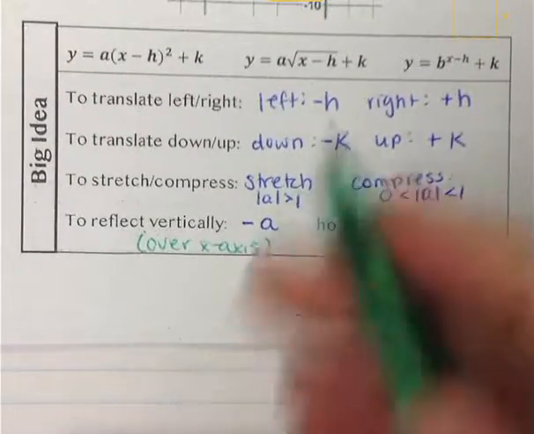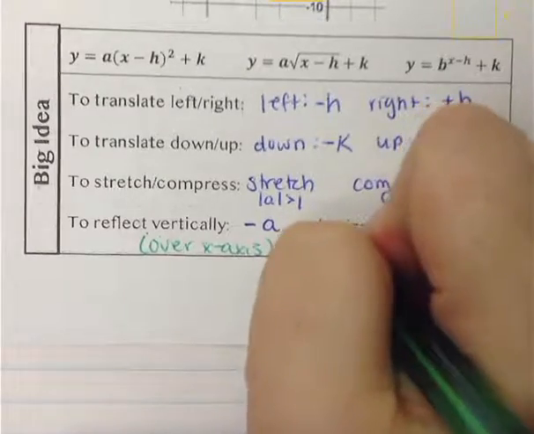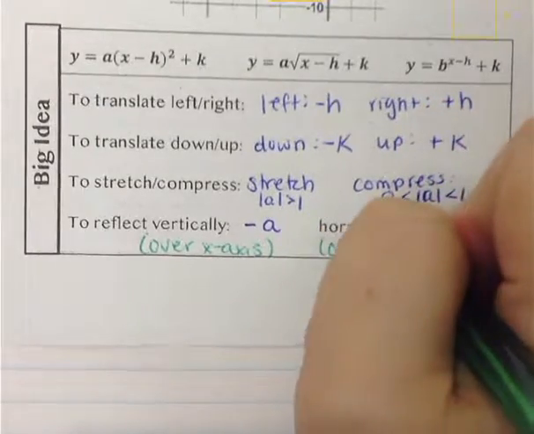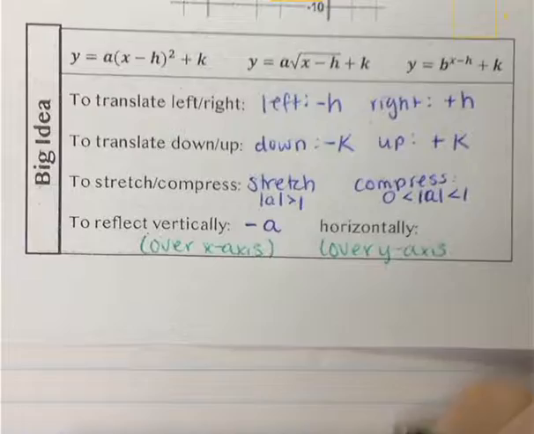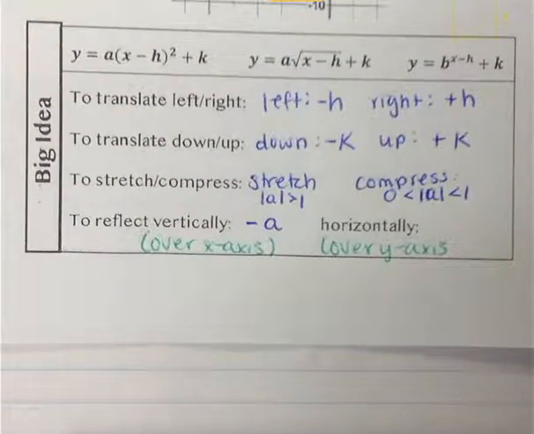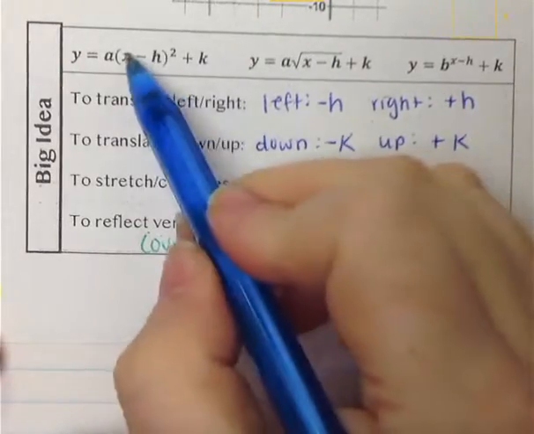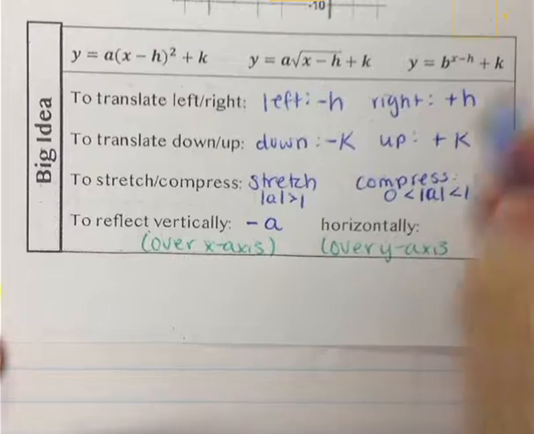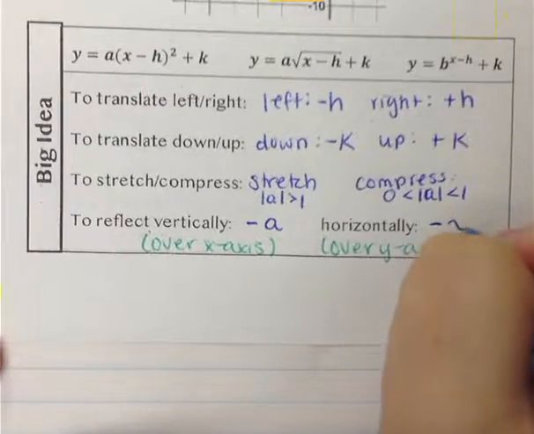That means that you're going to reflect over the y-axis. That means that your graph is going to flip and face the other way. It's going to point left instead of right. This is when the x inside your symbol is negative. So you're going to have a negative x.